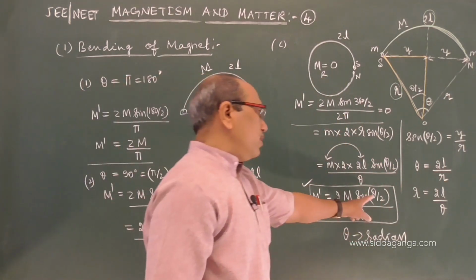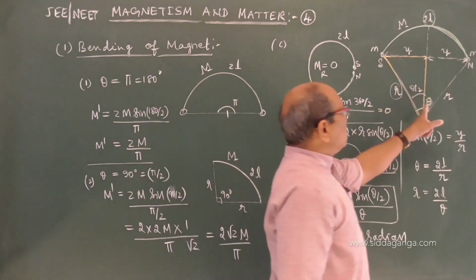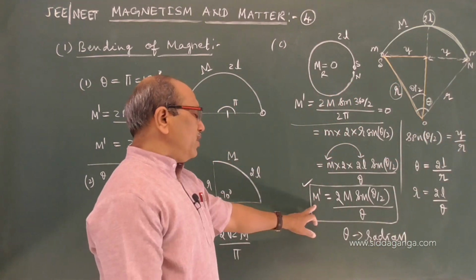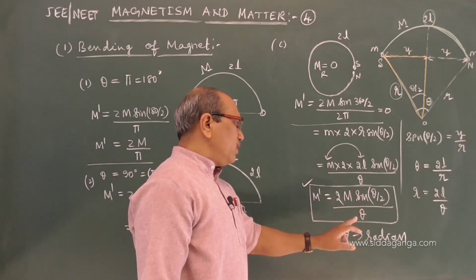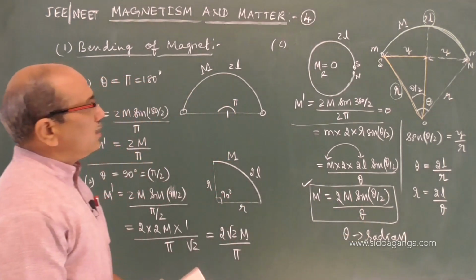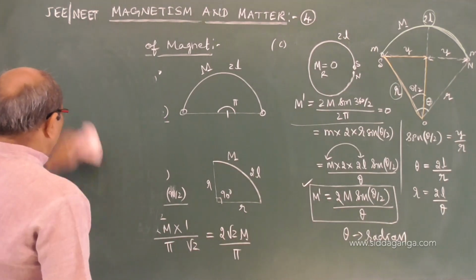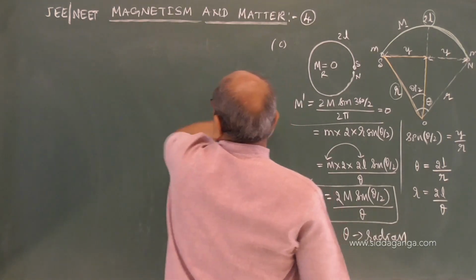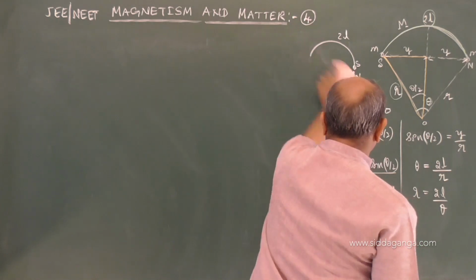For any angle they give, if it is bent into an arc so that the center of the arc subtends an angle theta, then the new magnetic moment is 2m sin theta by 2 upon theta, m is the original magnetic moment, theta must be in radian. These are some cases, the two I have taken, and questions also can come in other fashion, where the magnet is bent and we find the new moment.